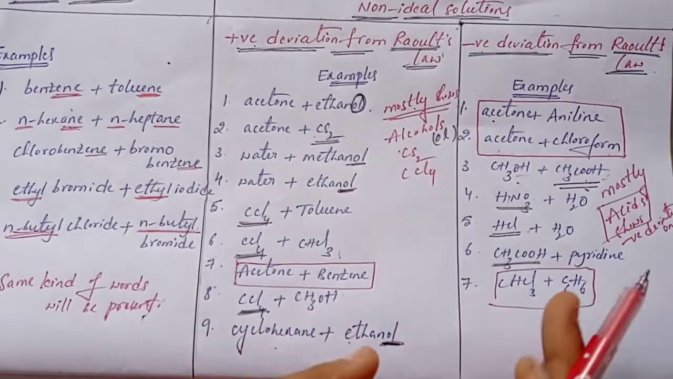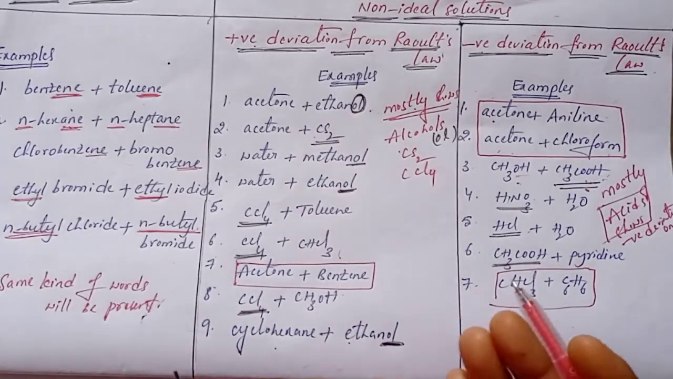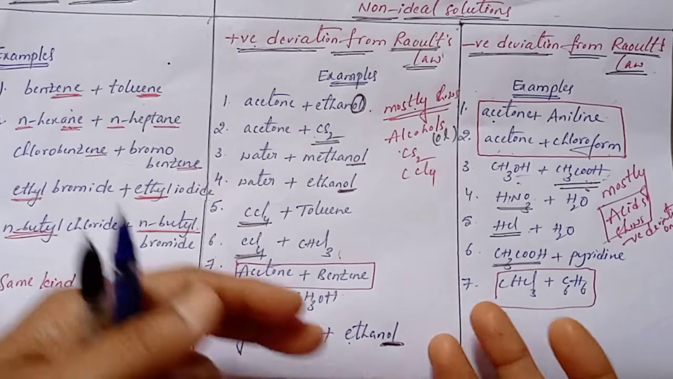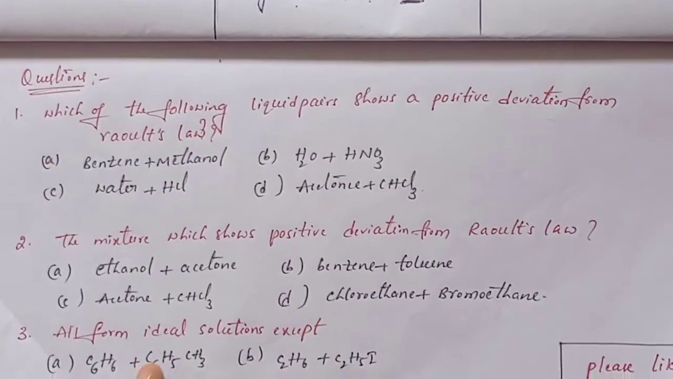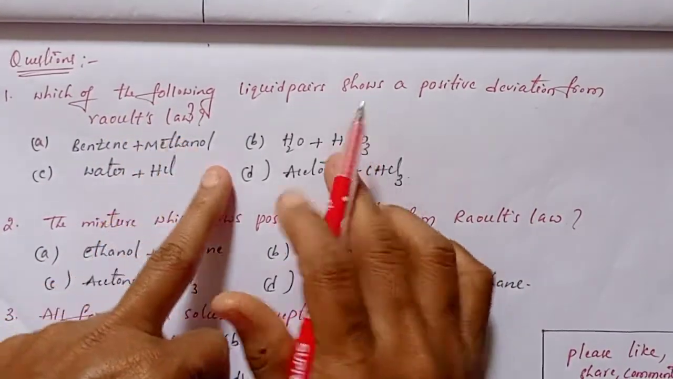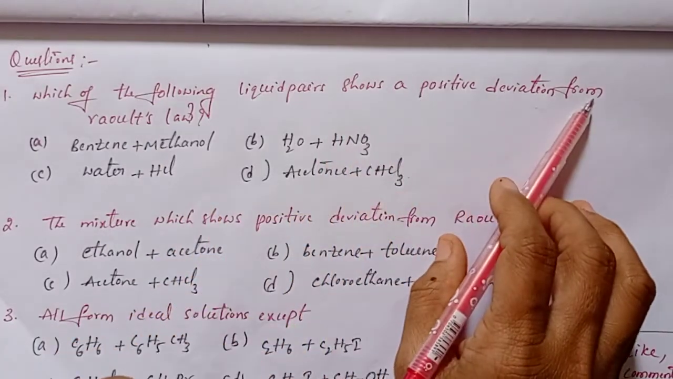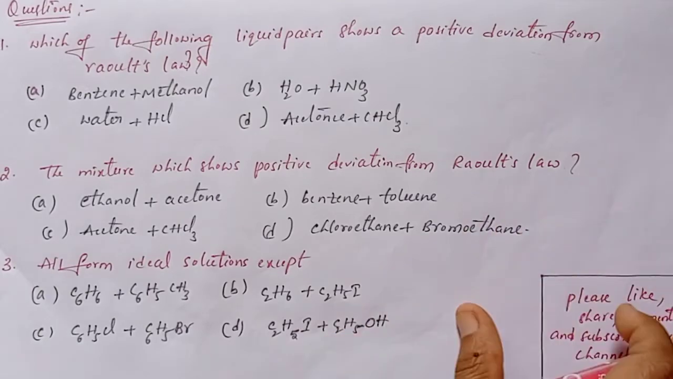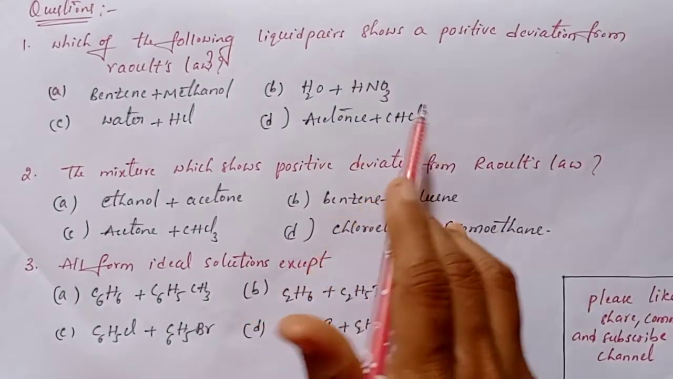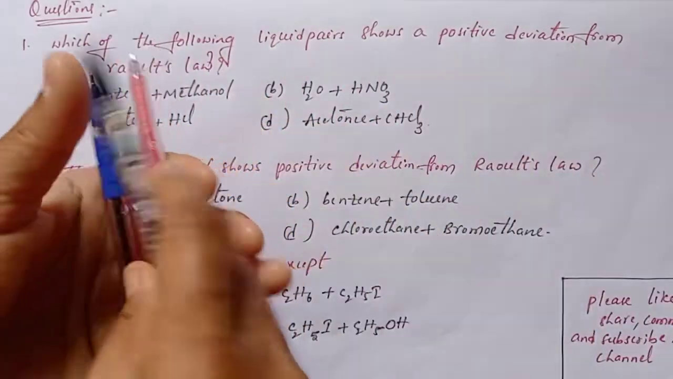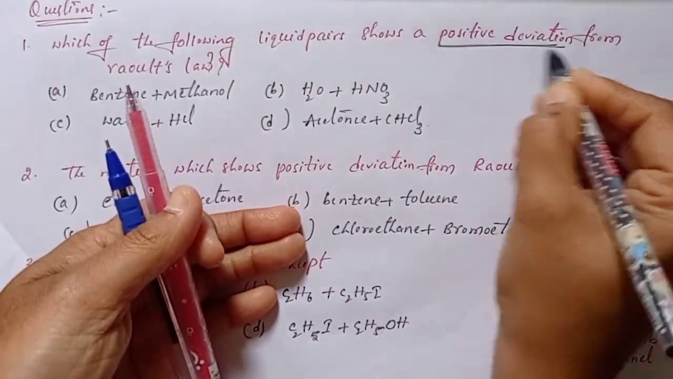Clear this one? So from this topic, how the questions will come, how we got the questions in previous years, once we check the previous year questions, students. See here, first question: which of the following liquid pairs shows a positive deviation from Raoult's law? So it is asking about positive deviation.